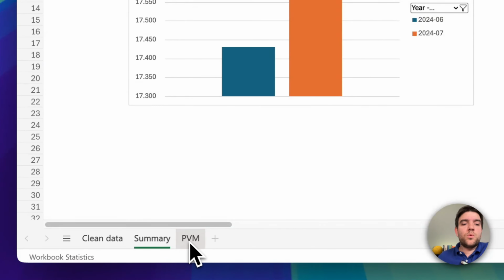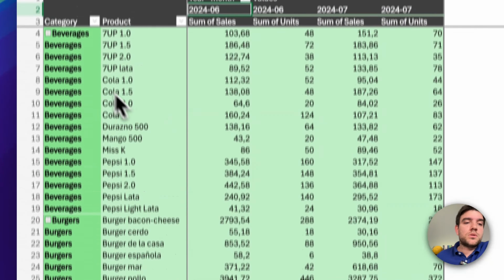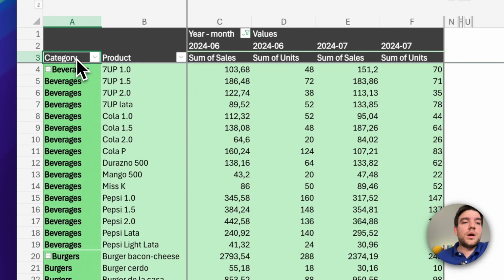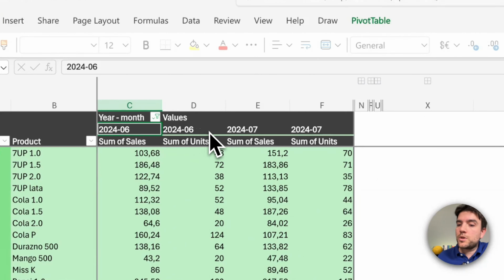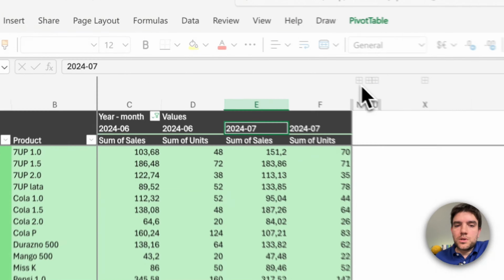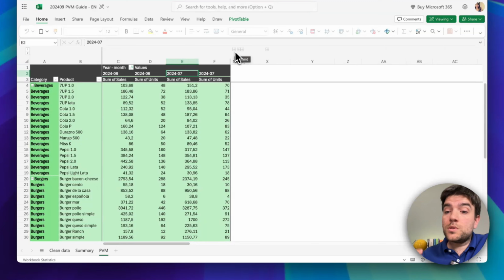So to do so, we're going to go to our calculations. For that, we need to have a table with category, product, and the sum of the sales and units for each of our time frames. In this case, we're doing June and July. Then we're going to start the calculations in order to start producing our price volume mix analysis.